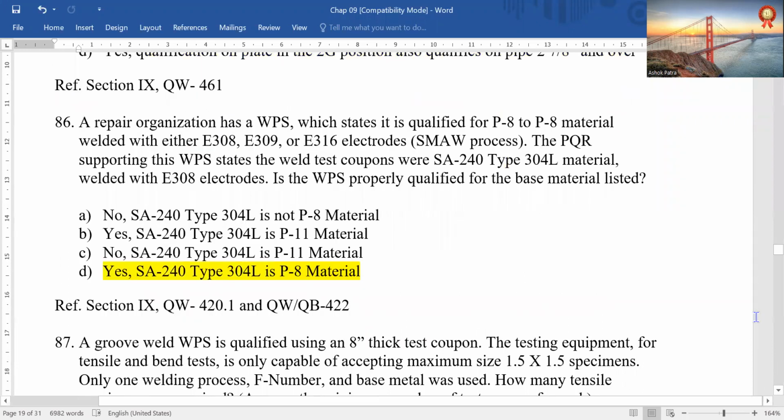A repair organization has a WPS which is qualified for P8 material welded with either E308, 309, or 316 electrode, SMAW process. The PQR supporting the WPS tested weld test coupons of SA240 type 304L material welded with E308 electrode. Is the WPS properly qualified for the base metal listed? Yes. SA240 type 304L is P8 material.